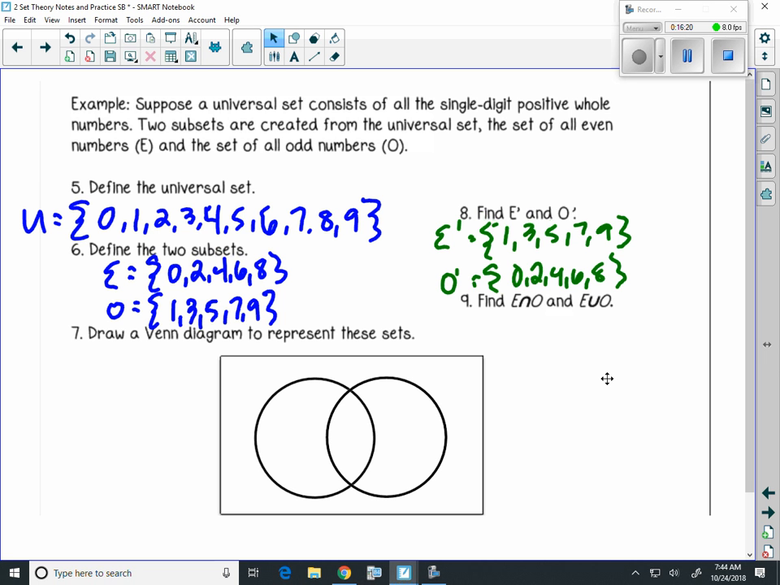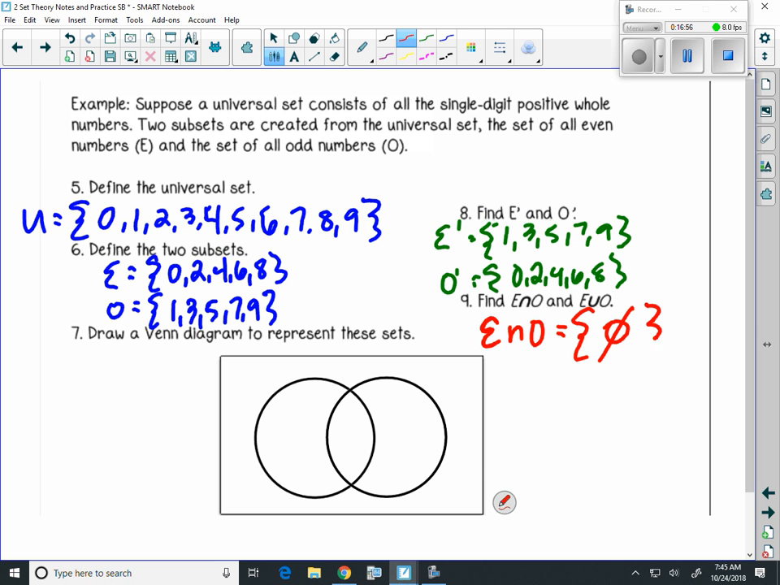All right, or find the intersection of E and O, and the union of E and O. So we talk intersection. Intersection's what? What they have in common. Do they have anything in common? Are there any numbers in common? No. So when there's no numbers in common, we call it the empty set. The empty set is a 0 with a line through it. That lets me know there's no numbers in common. They don't share anything.